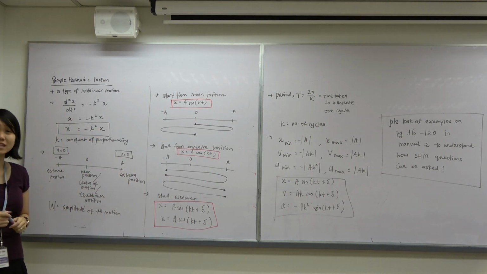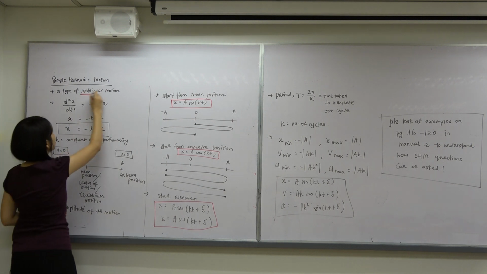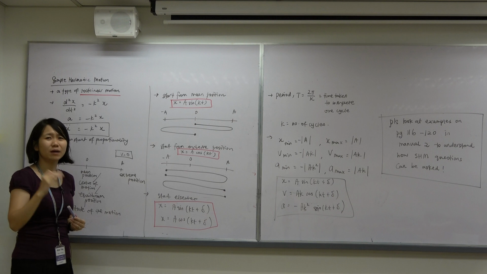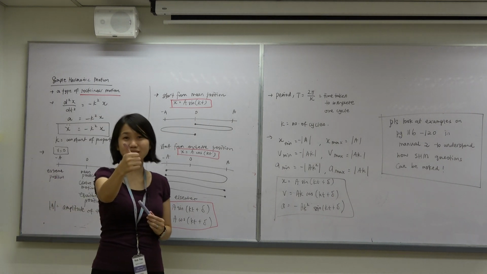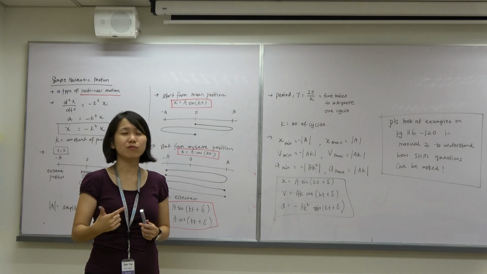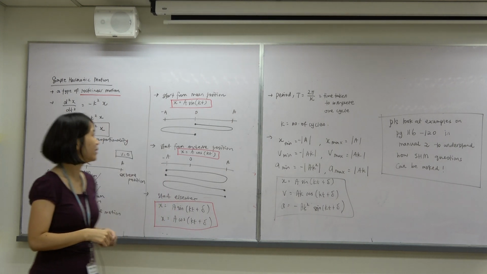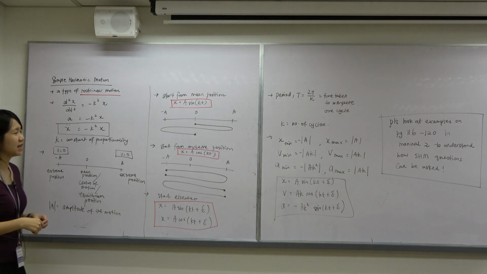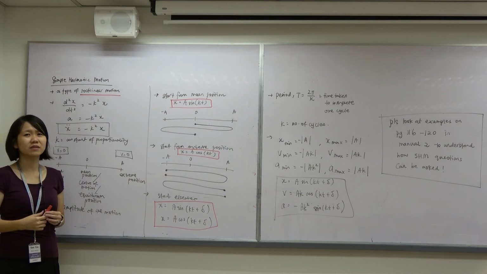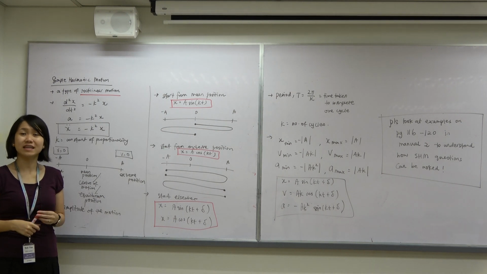It is simply a type of rectilinear motion. Rectilinear motion means you move on a straight line. The three things that you must know about rectilinear motion would be displacement or distance, velocity or speed, and one last one would be acceleration. So how do you represent displacement? In this case, x is used as displacement.